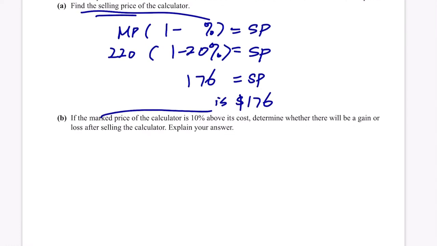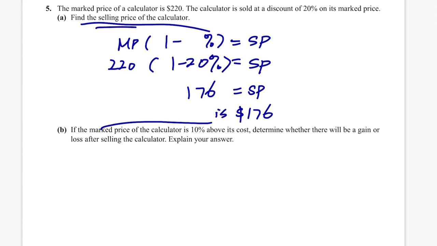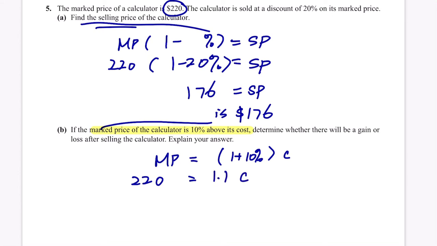Okay, must write it. And then we also know that the market price is above its cost. And then let's do this translation first. Market price is 10 percentage above than its cost. So do we know the market price? Yes, we know it's 220. And then how about 1 plus 10 percentage? Yep. So can you please do this part first, which will be 200. Yeah, the cost price is 200, the selling price is 176.